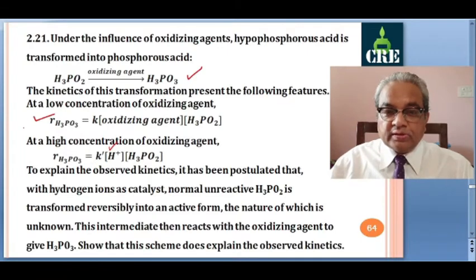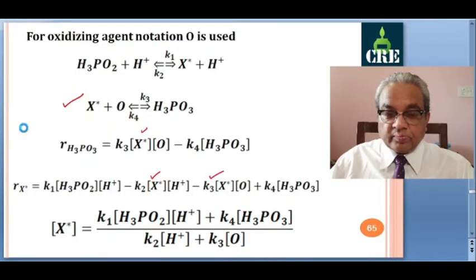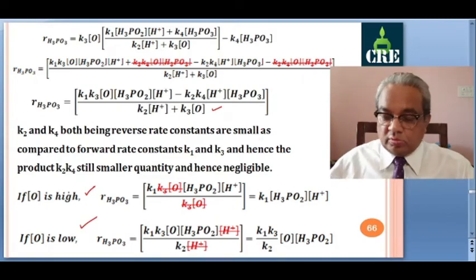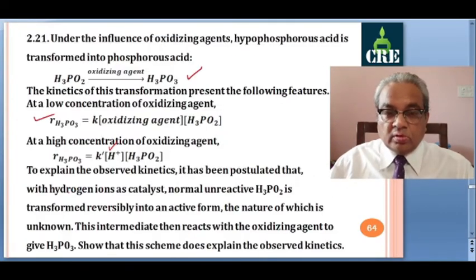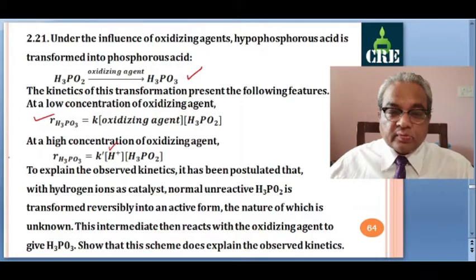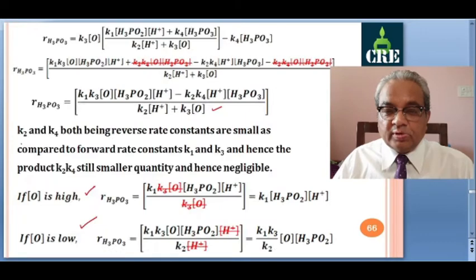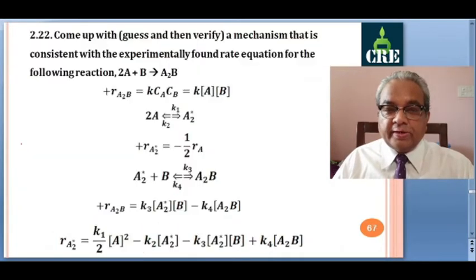At high concentration, it is [H+] into [H3PO2] concentrations. At high concentration, [H+] into [H3PO2]. So our second condition is also verified. The question was, show that this scheme does explain the observed kinetics. So we have proved that this scheme explains the observed kinetics.